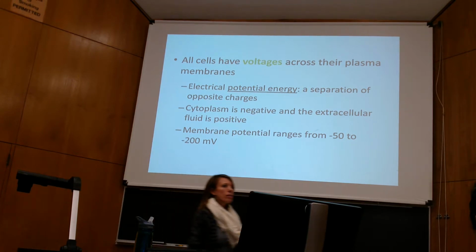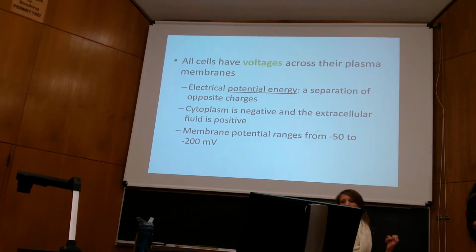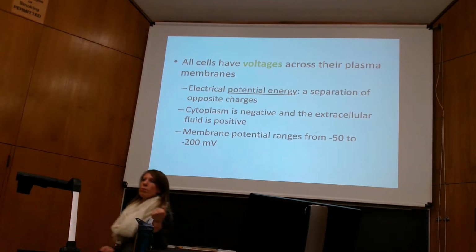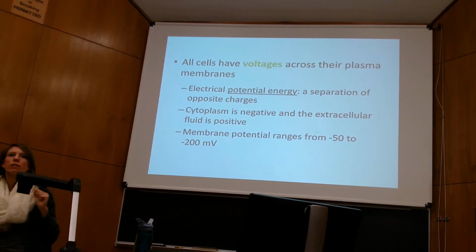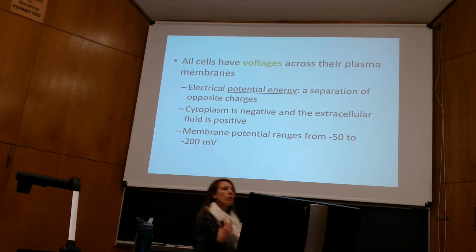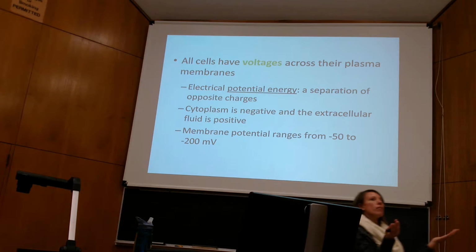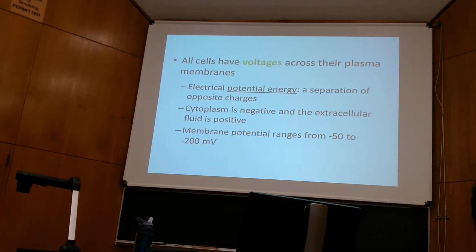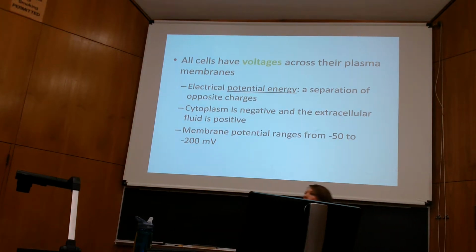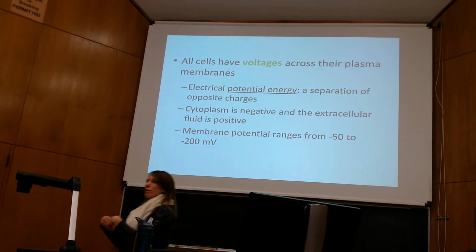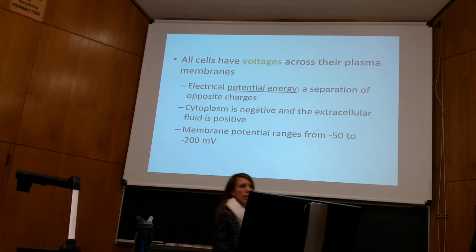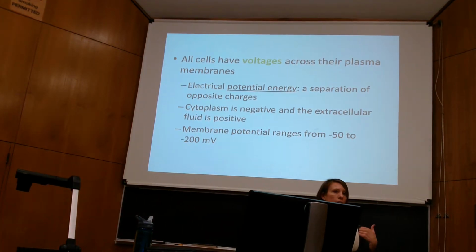So all cells are going to maintain this voltage, and like I said, it's electrical potential energy. The cytoplasm is actually more negative than the extracellular solution that it's in. So if you notice, it was pumping three sodium ions out and taking two in. All of those ions have a +1 charge, so it's getting rid of one extra +1 charge for every two it takes in. And the membrane potential ranges in our cells from -50 to -200 millivolts.